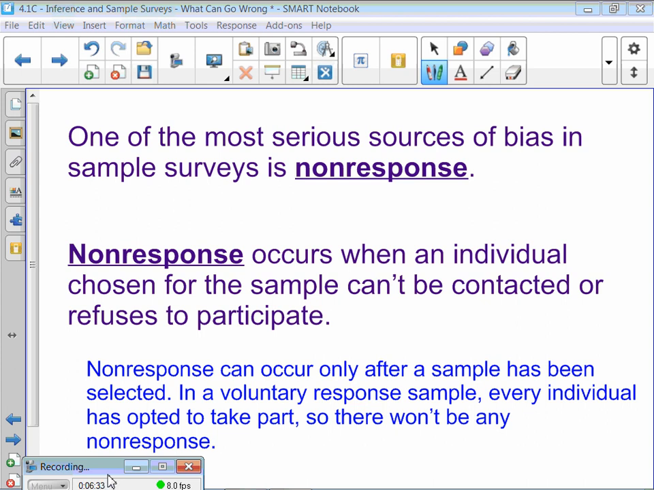Voluntary response sample, when everybody's calling in on American Idol or whatever, there's no such thing as non-response in that, because those people are calling in and choosing themselves. Those don't go together. Non-response is when you pick 100 people and some of them don't respond.